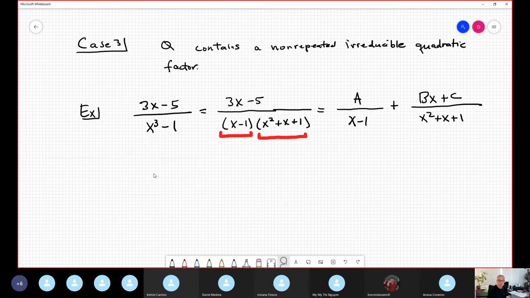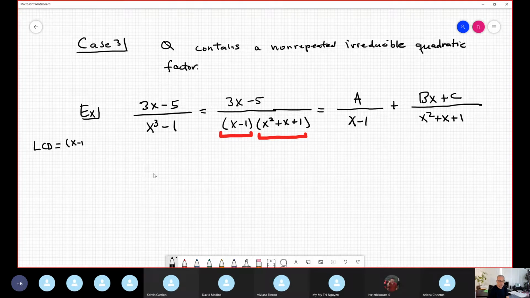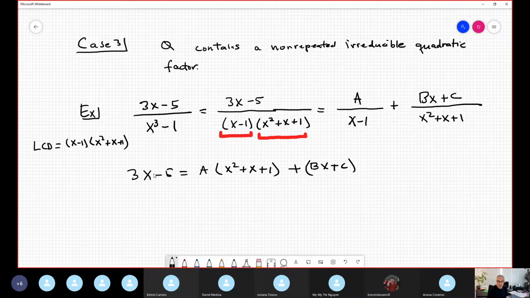The LCD is x minus 1 times x squared plus x plus 1. When you multiply everything by this, we have 3x minus 5 equal to A times x squared plus x plus 1, plus Bx plus C. Let me copy parentheses, multiplication, x minus 1. Super.